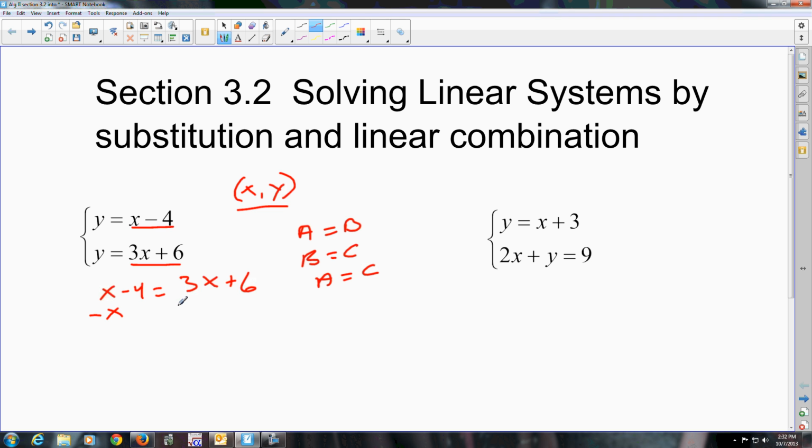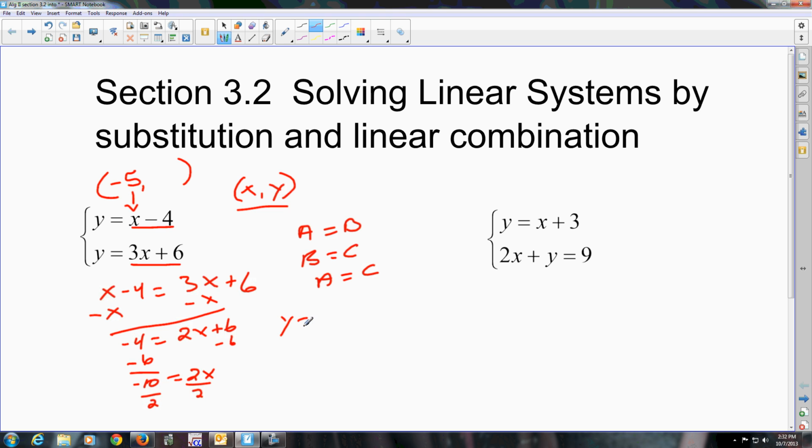So how about I cut the x off of both sides? So I have negative 4 is equal to 2x plus 6. Subtract the 6. Negative 10 is equal to 2x, divided by 2. And you've got an x value that would be negative 5. Now, I still have to find the y value. But if I know x is negative 5, how about I fill it into one of the equations? And you'd have y is equal to negative 5 minus 4, so y is equal to negative 9.